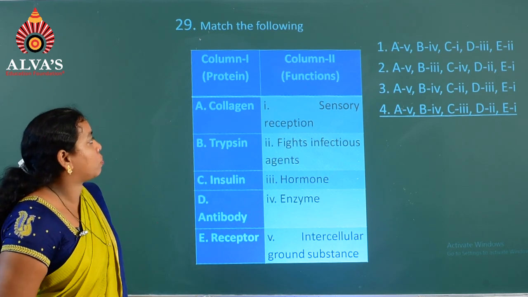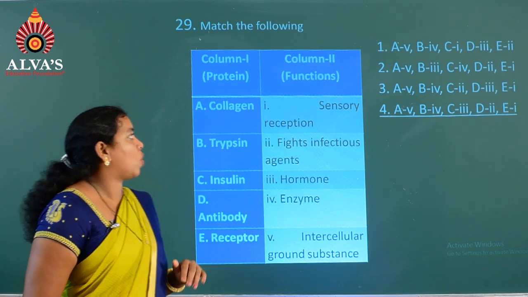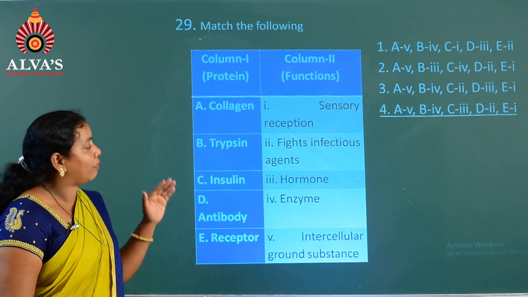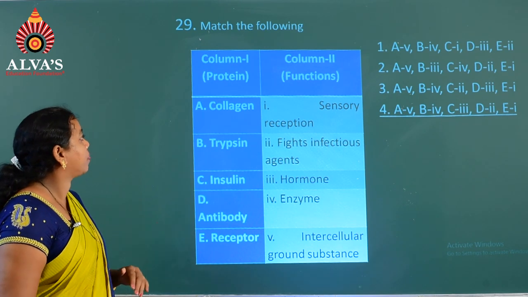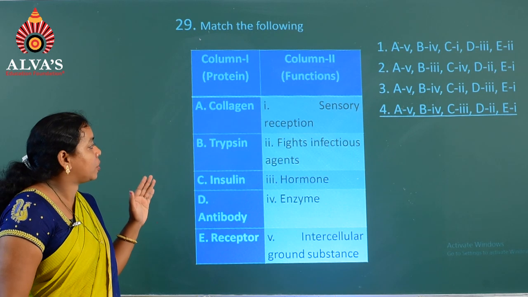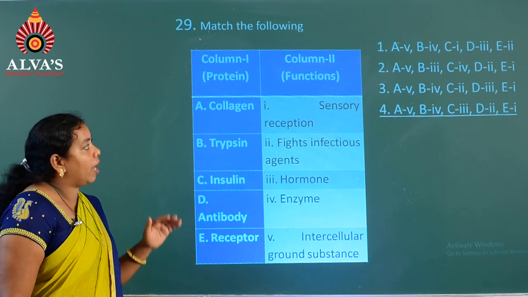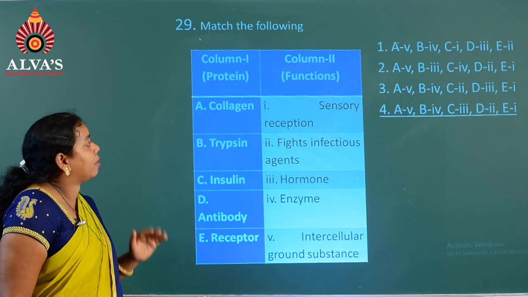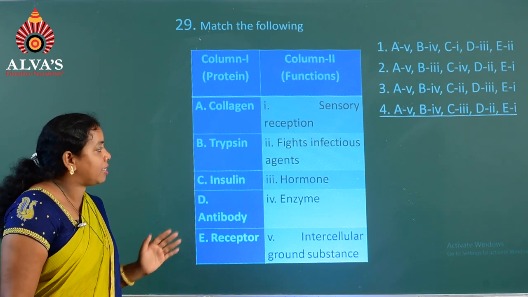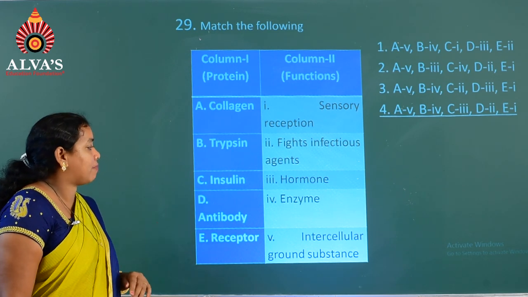Match the following type of questions. So, in column 1, the protein names were given, and in column 2, the functions of the proteins were given. Under column 1, there are options like collagen, trypsin, insulin, antibody and receptor. In column 2, the functions like sensory reception, fight infectious agent, hormone, enzyme and intercellular ground substance.